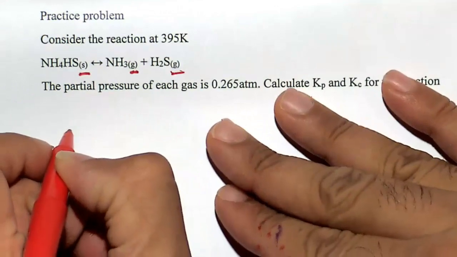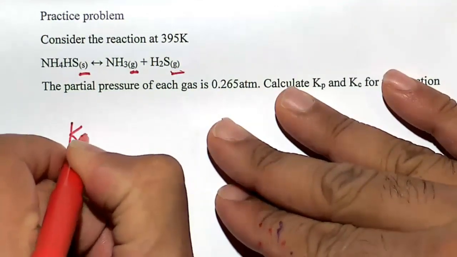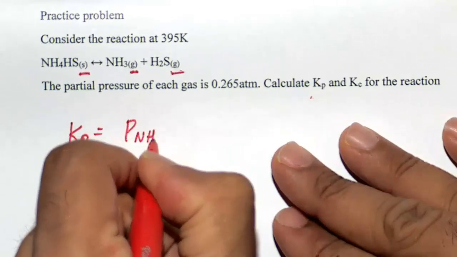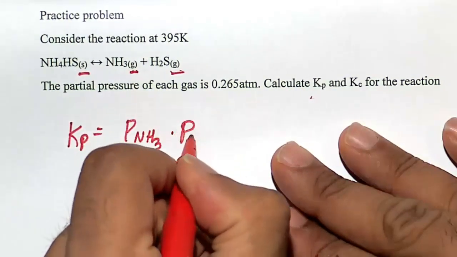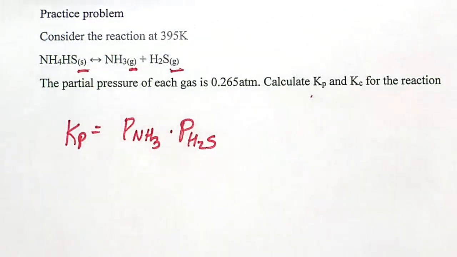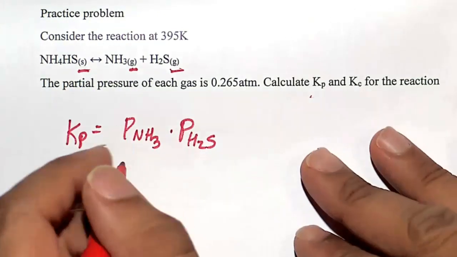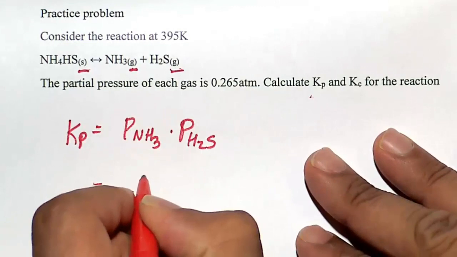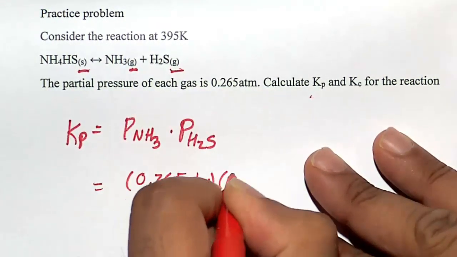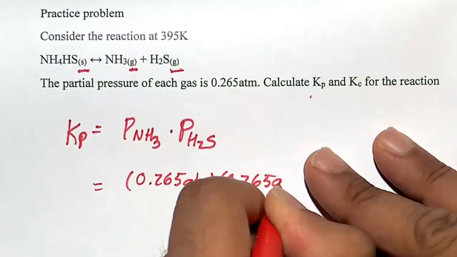So our equilibrium constant, let's look at pressure, Kp, and that's going to equal the pressure of NH3 times the pressure of H2S. The solid does not get included in your equilibrium constant. I've seen many mistakes where people put the solids in the equilibrium constant. That's not correct. So the pressure of NH3 is 0.265 atmospheres.